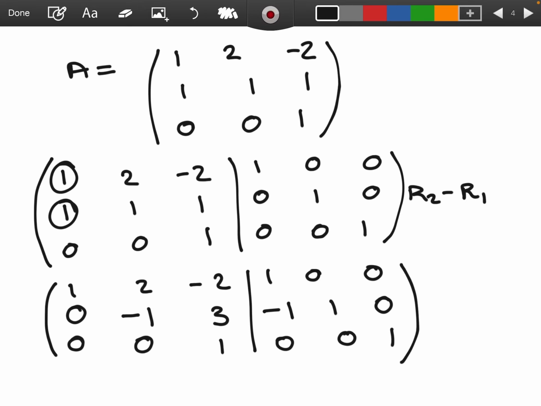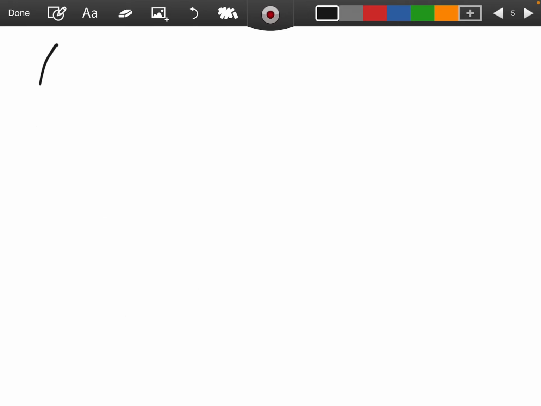Now what I need to do in this position here, I need a 1. At the moment I've got a negative 1. So I need to either multiply or divide through by a scalar in order to make that a 1. So what I'm going to do is multiply the entire row through by negative 1, and that will give me a 1 in that position. So my row 1 is going to remain the same. That's not changing.